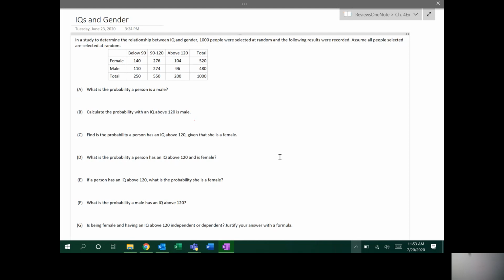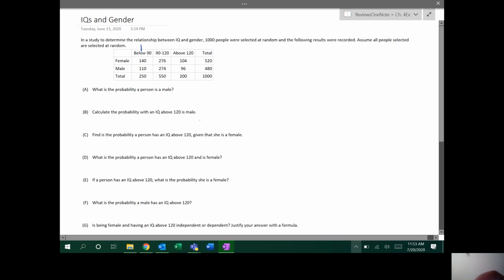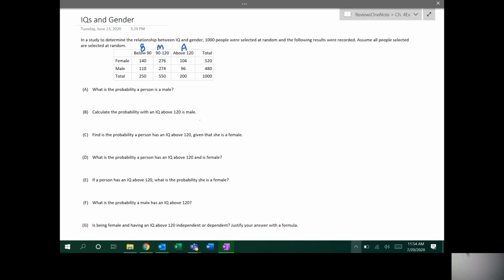When you do have a contingency table question, one thing that I would encourage you to do is to label the rows and the columns with something easy that makes sense to you. I usually prefer single letters. I've occasionally used numbers. So for example, it makes sense to me to label this B for below and A for above, and then I'll choose M for middle. C for center would also make complete sense. Again, whatever works for you.